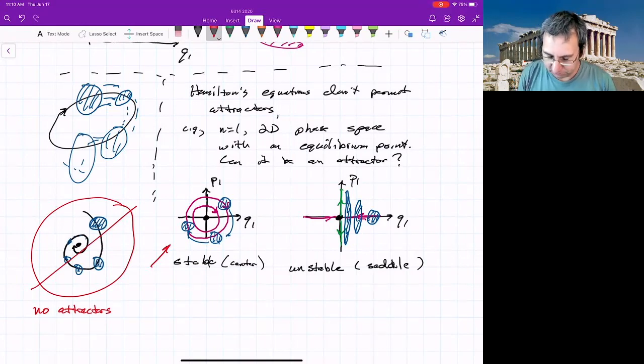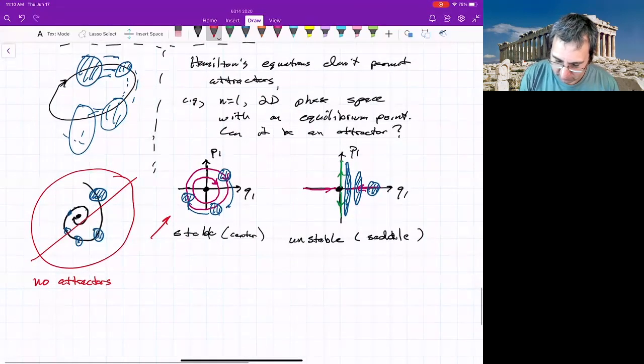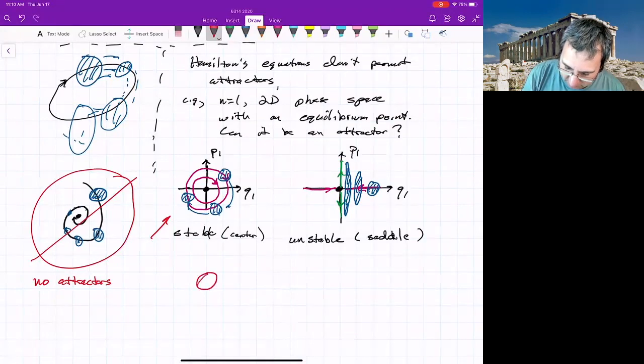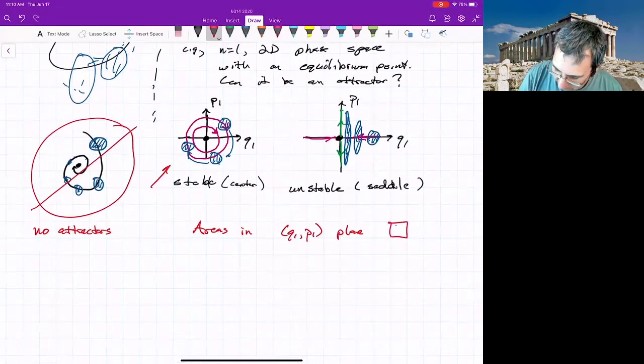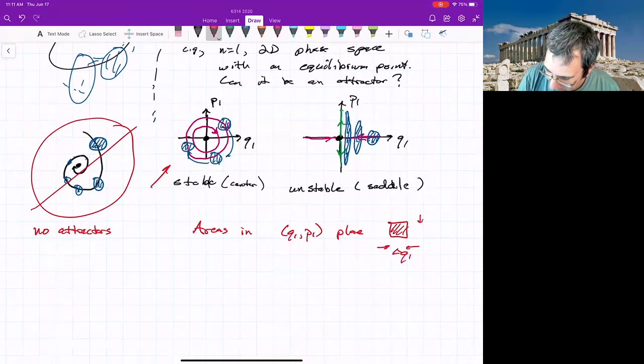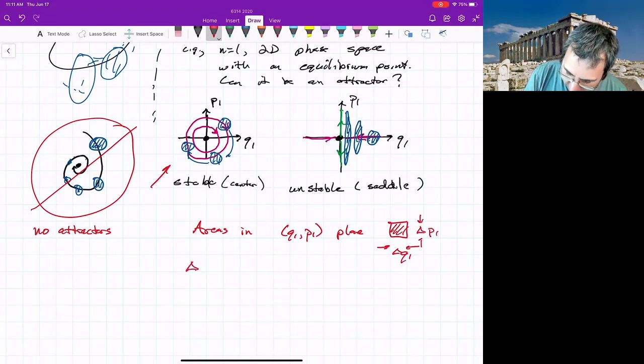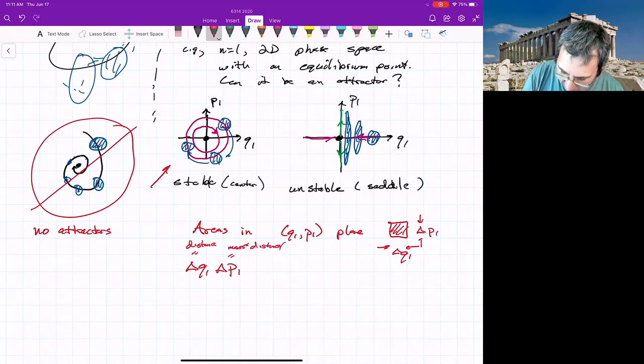It's also a curious thing that these areas, maybe I'll do it as a square, areas in the Q1, P1 plane, like this blob here. So if we wrote, here's an area, it's got delta Q1, delta P1. If this came from a particle, well, Q1 has units of distance, and then this has to have units of mass times distance over time.